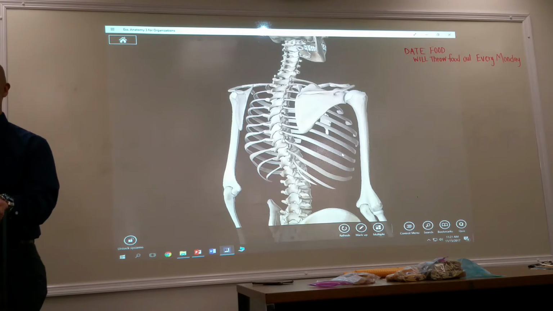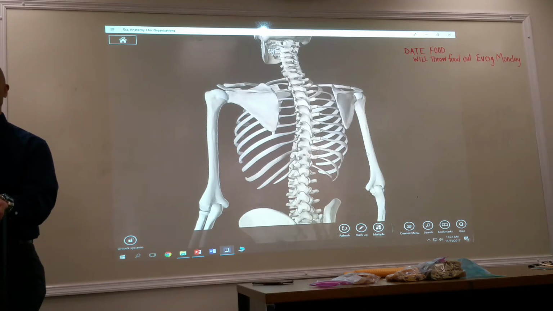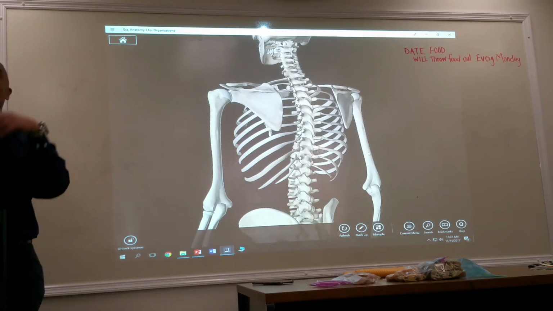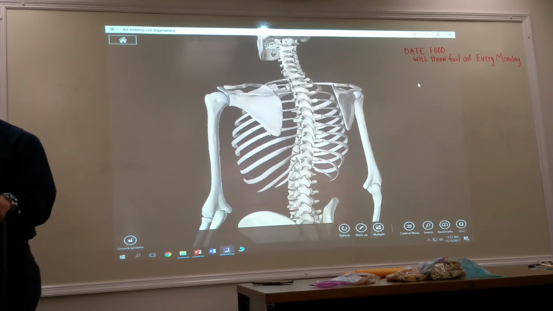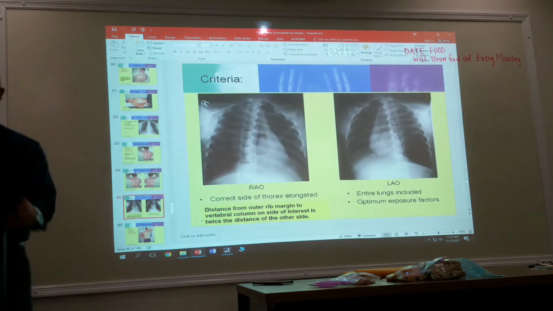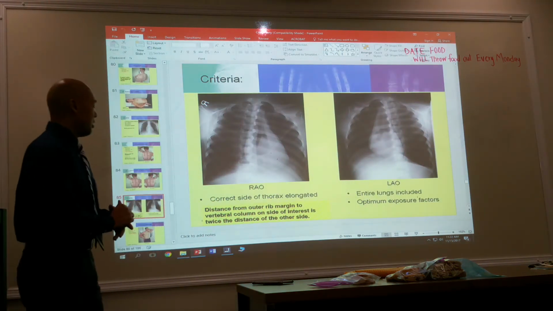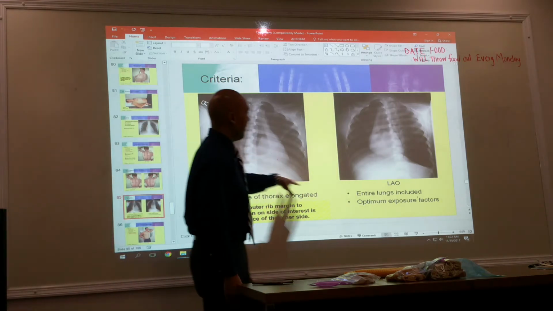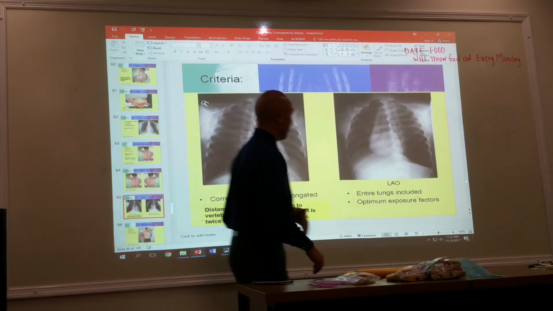What position is this? RPO, LPO. On a posterior oblique, we're looking at the side down. Anterior oblique, we're looking at the side up or side away. Very good. So here, RAO, we're looking at the left side. The distance from the outer rib margin to the vertebral column on the side of interest is twice the distance of the other side, so it doubles in length. RAO, we're looking at the left. LAO, we're looking at the right. The right is elongated while the left is foreshortened.